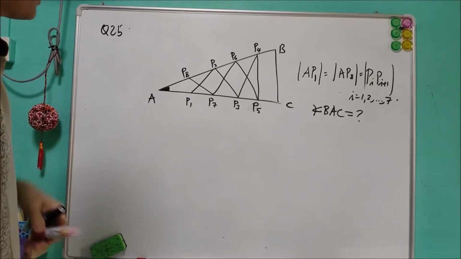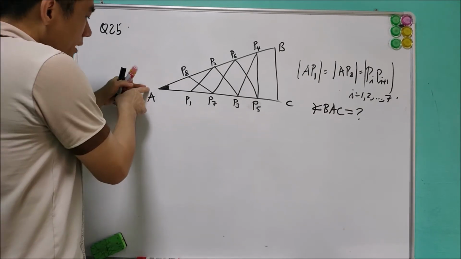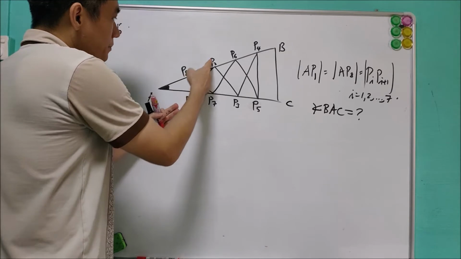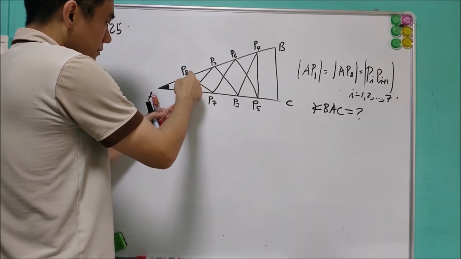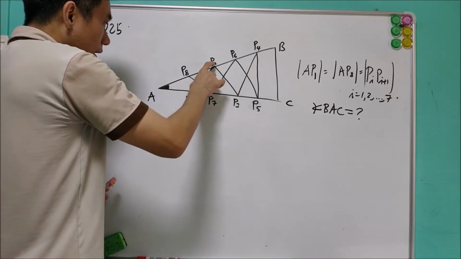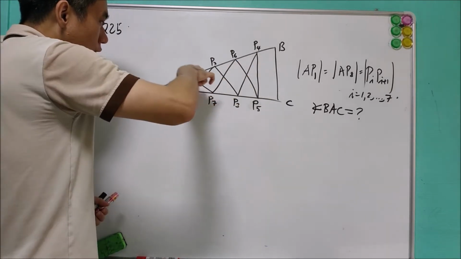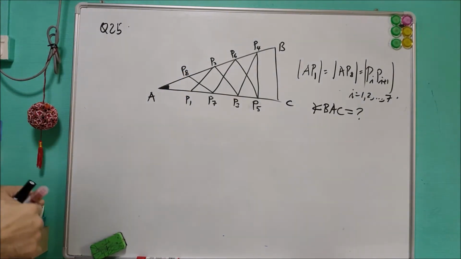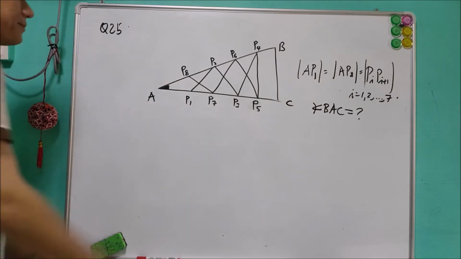So this is question 25. You are given a triangle ABC. So we start from A, we construct a point P1. From P1, we get P2, P3, P4, P5, P6, P7, and P8. The interesting part here is that AP1 equals P1P2, P2P3, P3P4, P4P5, and so on and so forth until P8A again. If this happens, what is the measurement for the angle PAC?